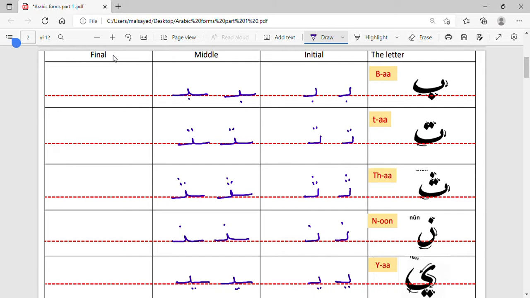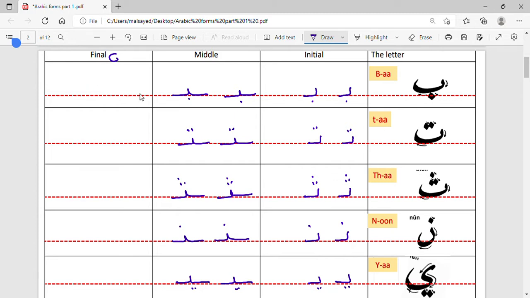Now the final form. In this column we are going to go over the final form connected, meaning at the end of a word where the letter connects on the right side. The final form independent is the one actually given to you in this activity worksheet. The ba, ta, tha, noon, ya are the independent forms.